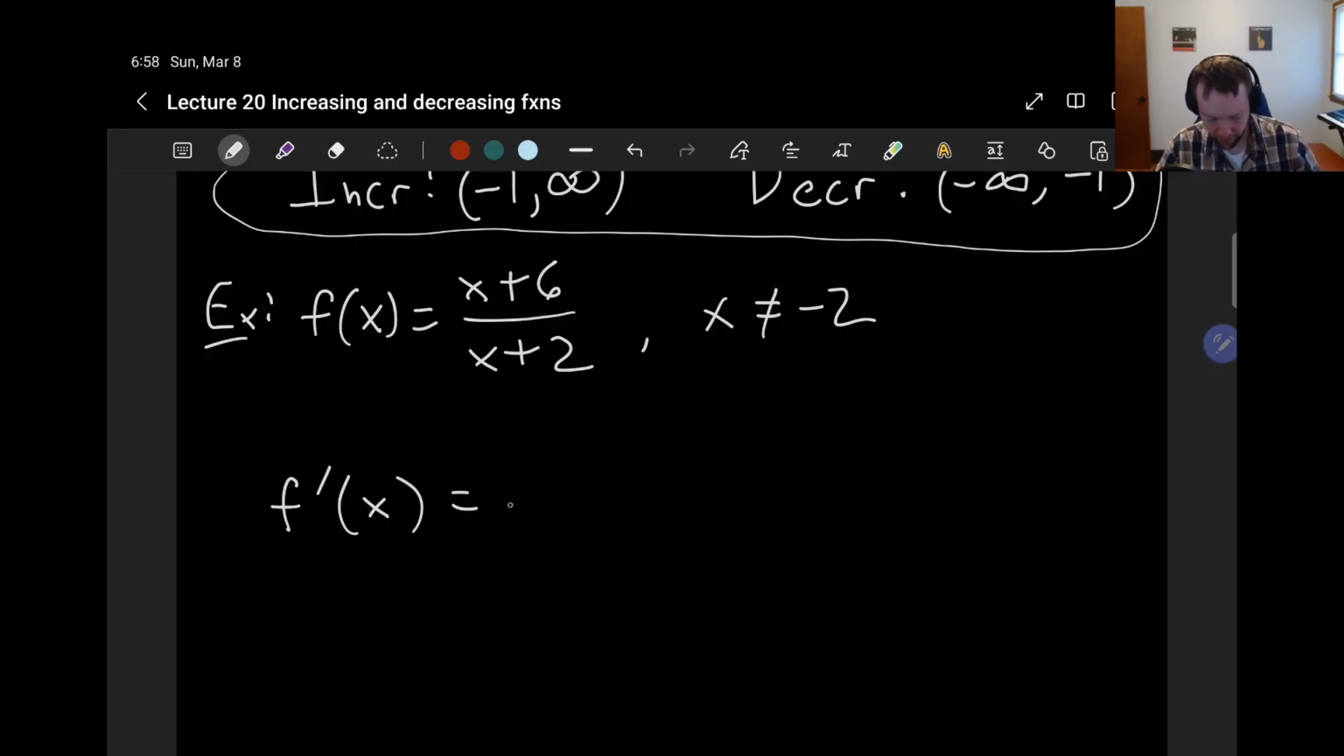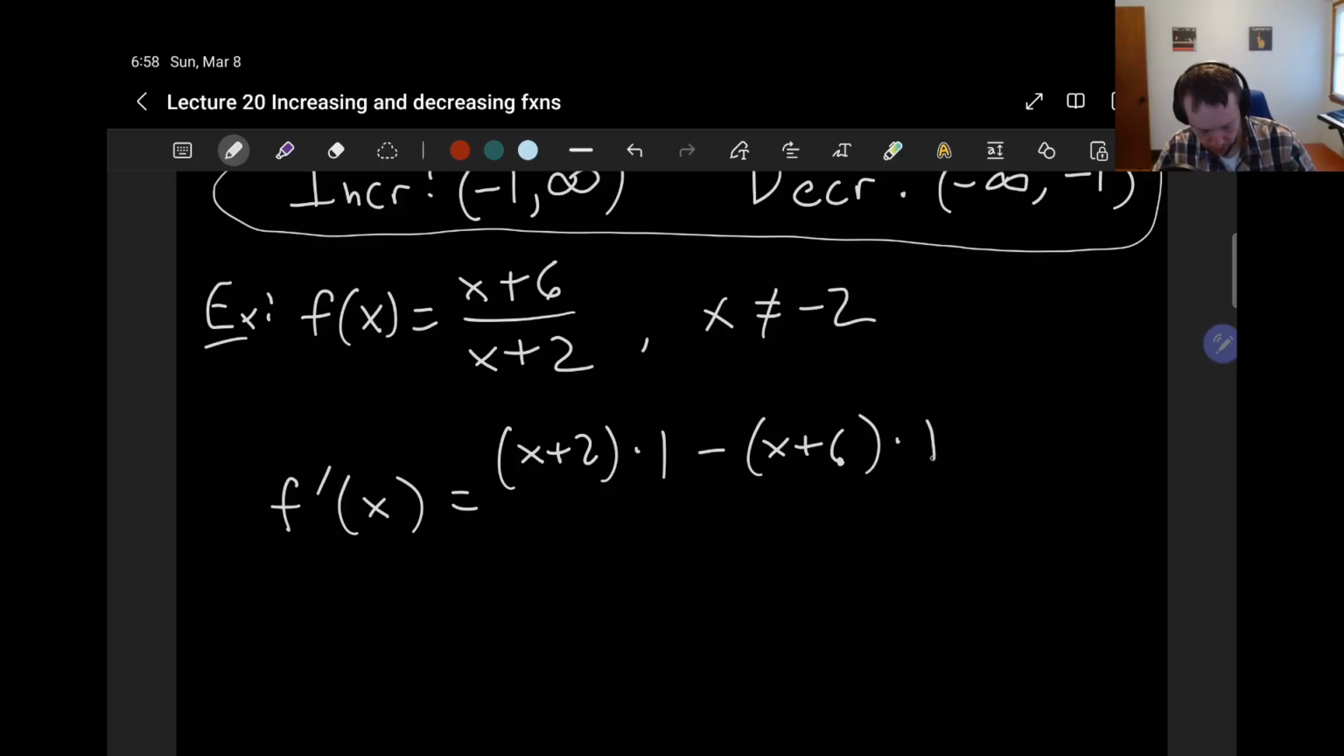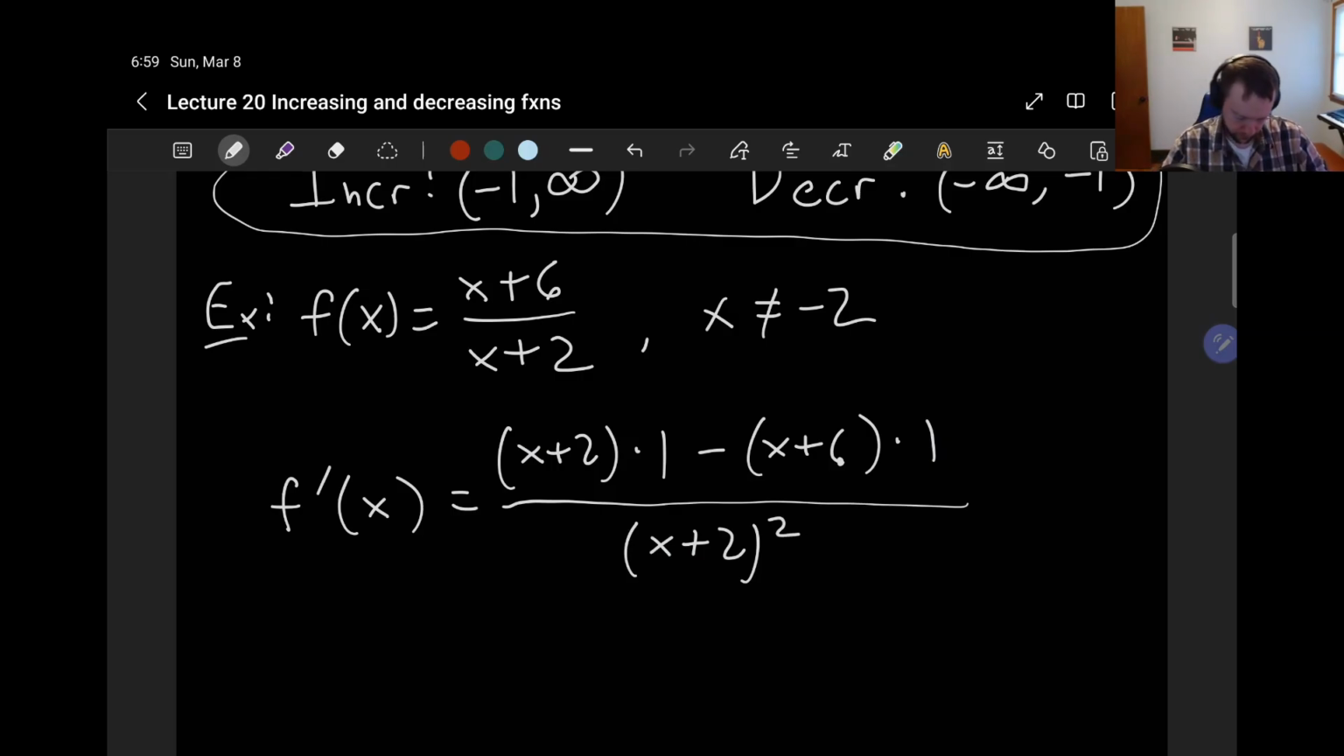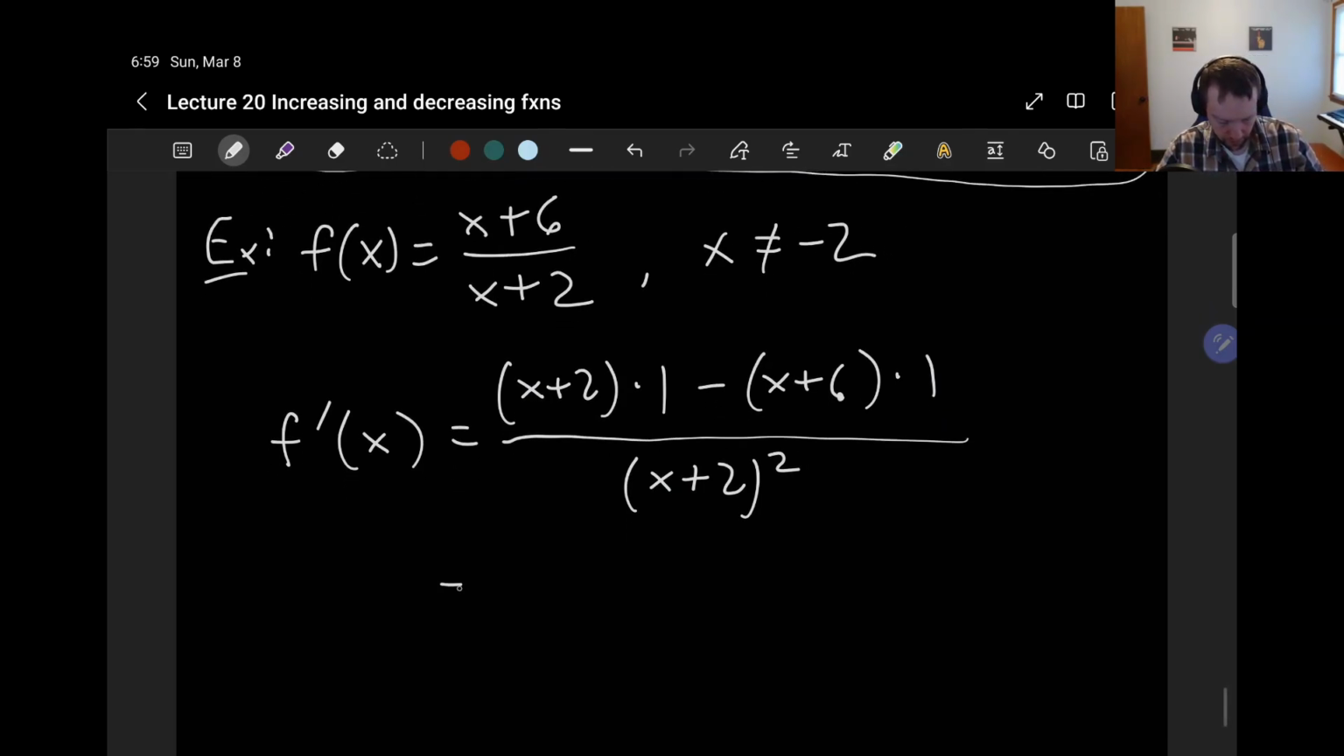Right, so let's take the derivative. That's low d high minus high d low over low squared. Notice that the x's will cancel out. These times 1s are not doing anything. And I'll have a 2 and a minus 6. So -4 over x plus 2 squared.